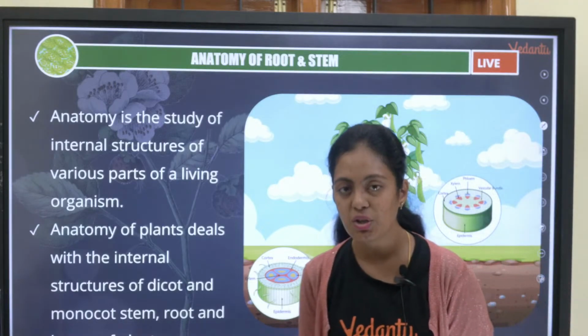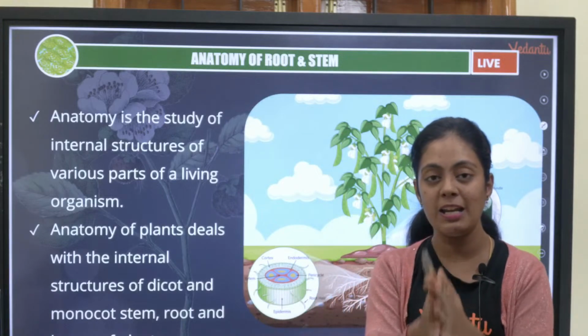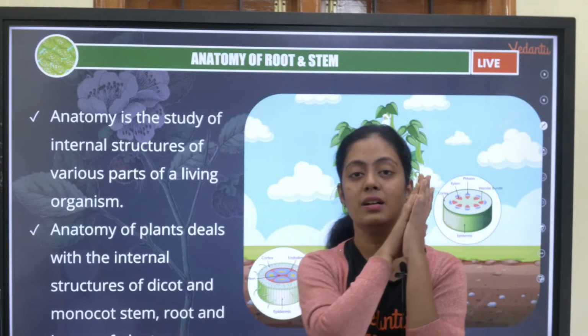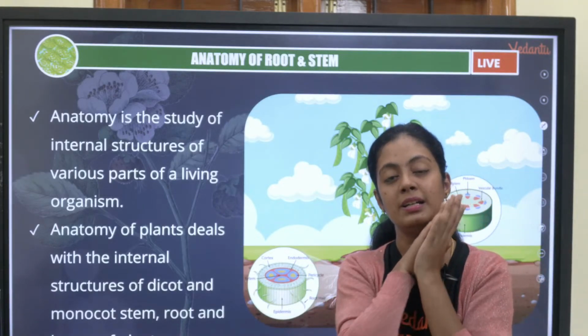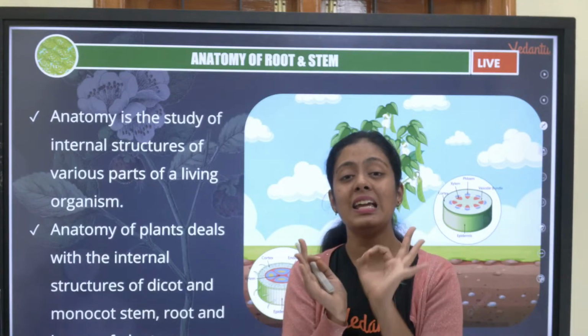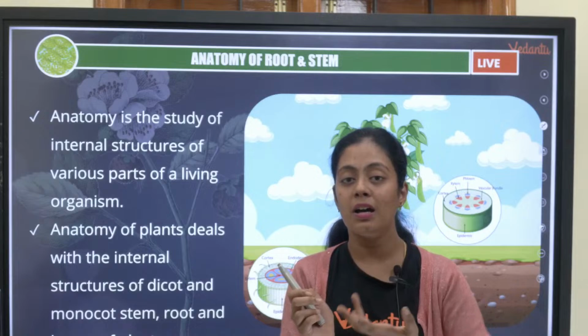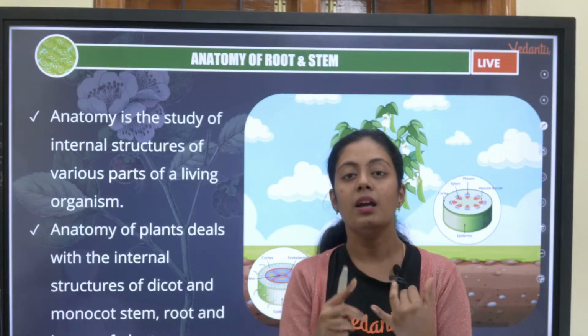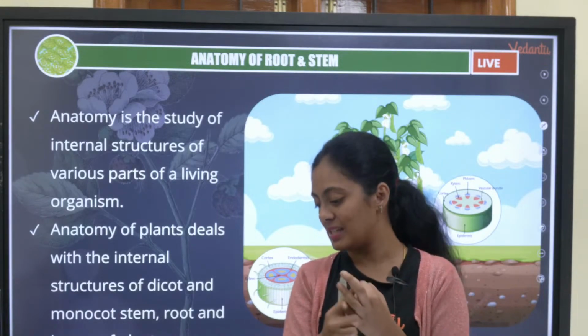So that is for today's session. In the last session, what did we do? We started with meristematic tissue, we did simple permanent tissue, we did complex permanent tissue, and we did 3 important types of tissues, that is tissue system: ground tissue, epidermal tissue and vascular tissue.